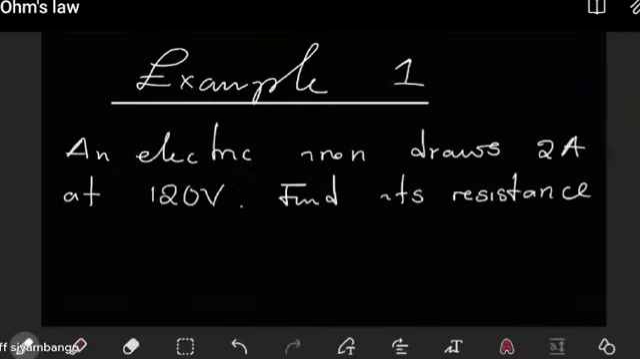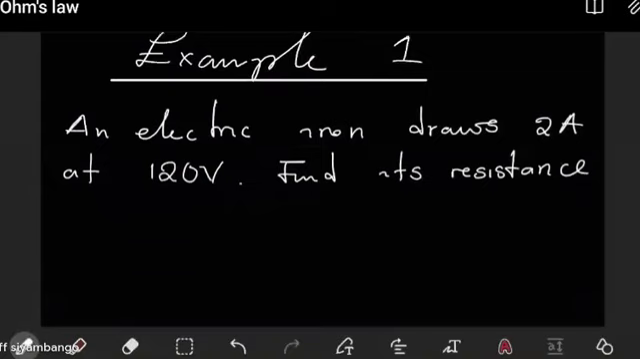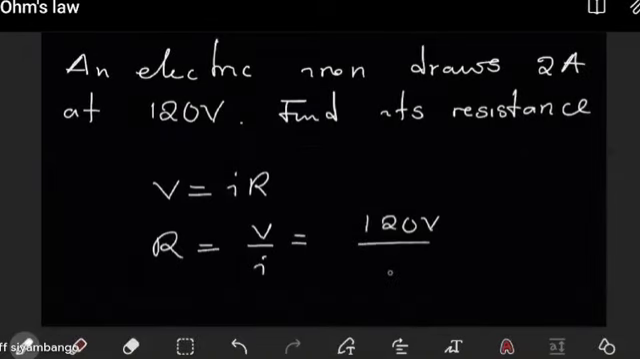So consider this basic example where we have an electric iron that draws 2 amps at this voltage. Find its resistance. So again, by Ohm's law, resistance will just be V over I. Again, this is straightforward. The voltage is 120, and the current here is 2 amps. So you see the resistance comes here as 60 ohms. So this was straightforward. Let's find another one.